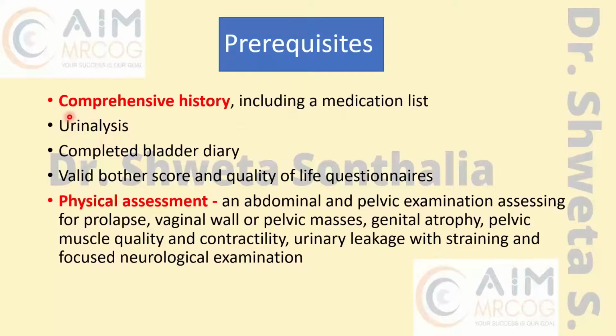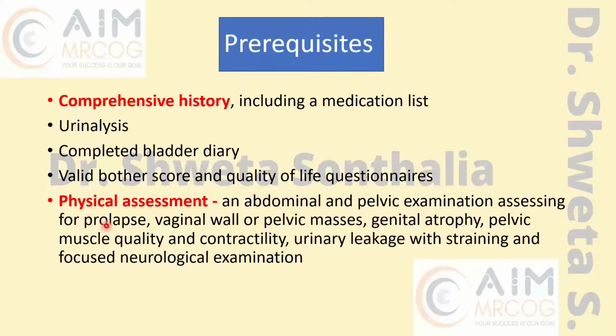Then, as I told you, a prerequisite is that you have to do urine analysis and a bladder diary beforehand. So this should already be completed before going for the urodynamics. There should be a valid bother score and quality of life questioning. As I told you, in one third of women quality of life is affected, and most of the time women feel embarrassed to talk about urinary problems. So that's why you have to talk to her. You have to allow her to open up and tell you how much these urinary symptoms are bothering her, how much it is affecting her quality of life.